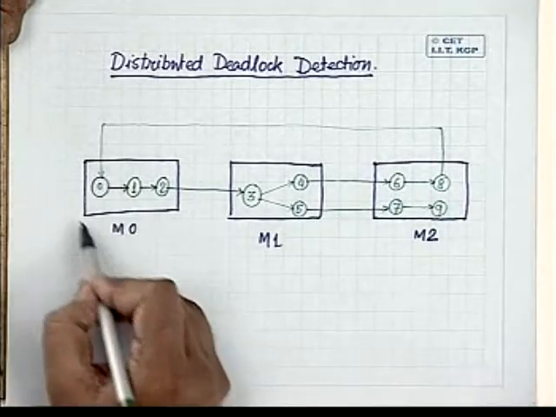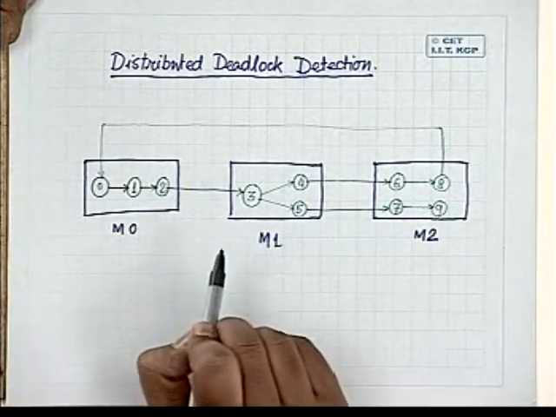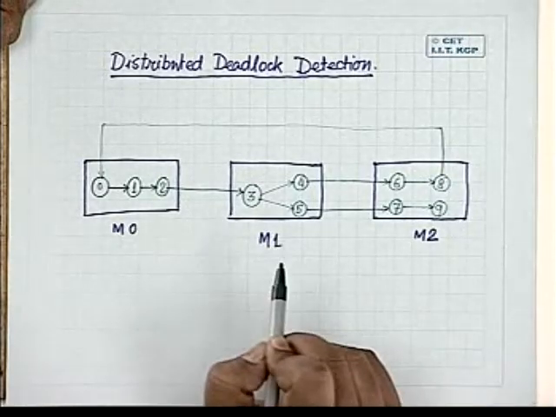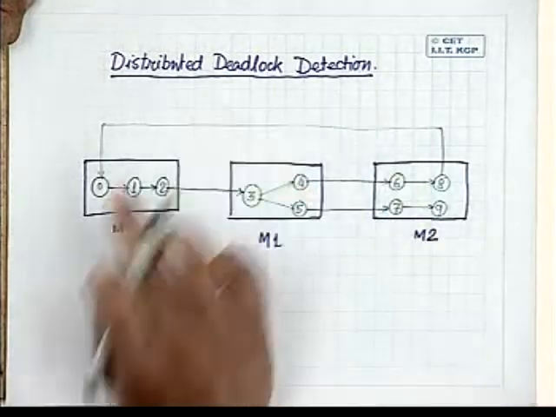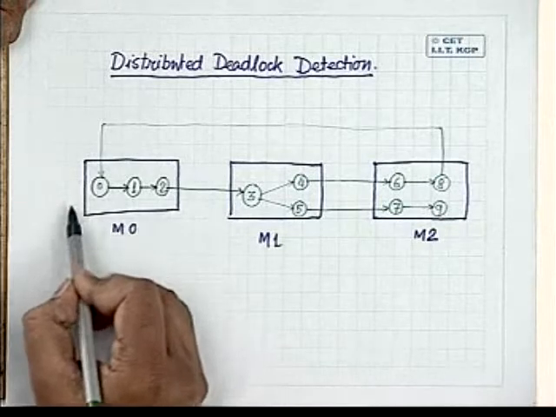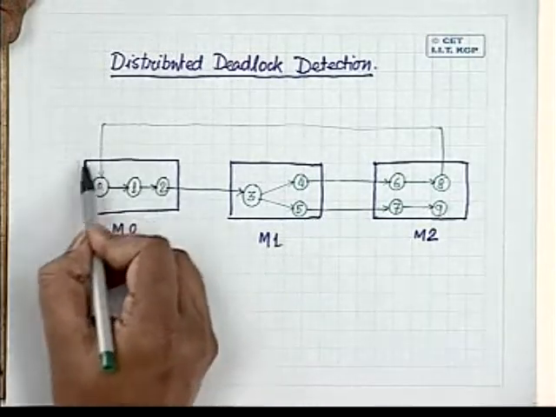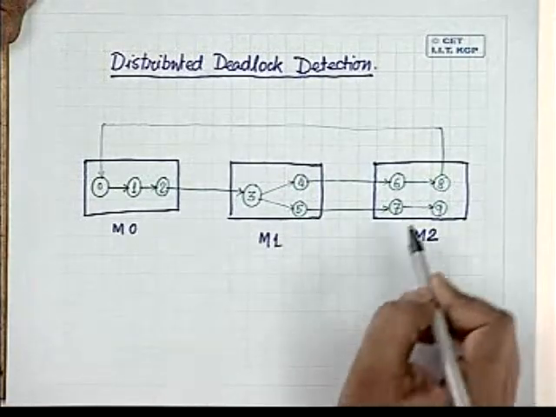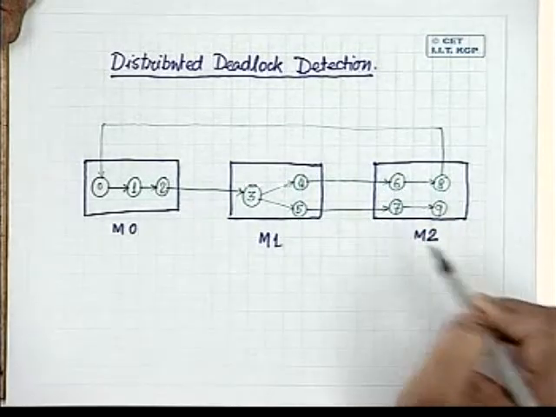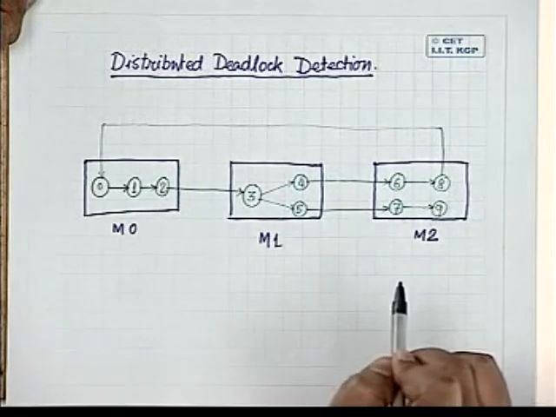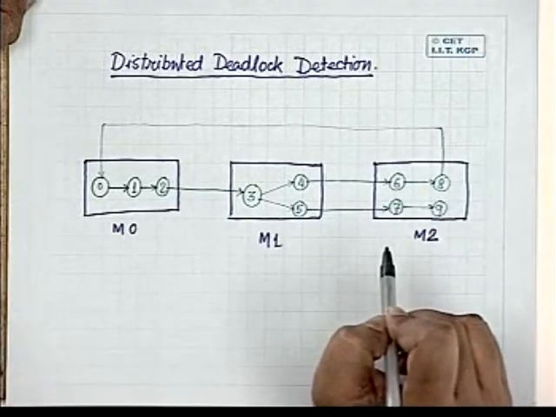Now, how to detect this deadlock in this distributed environment? One is the centralized approach that we have already discussed, where the central coordinator maintains the entire graph, whereas individual machines maintain only their part: M0 maintains this part, M1 this part, and M2 this part. But in this case, we don't have any central coordinator. We have all these individual machines, and every machine, or every process, will take part in deadlock detection. How to do it, we'll see in the next class.